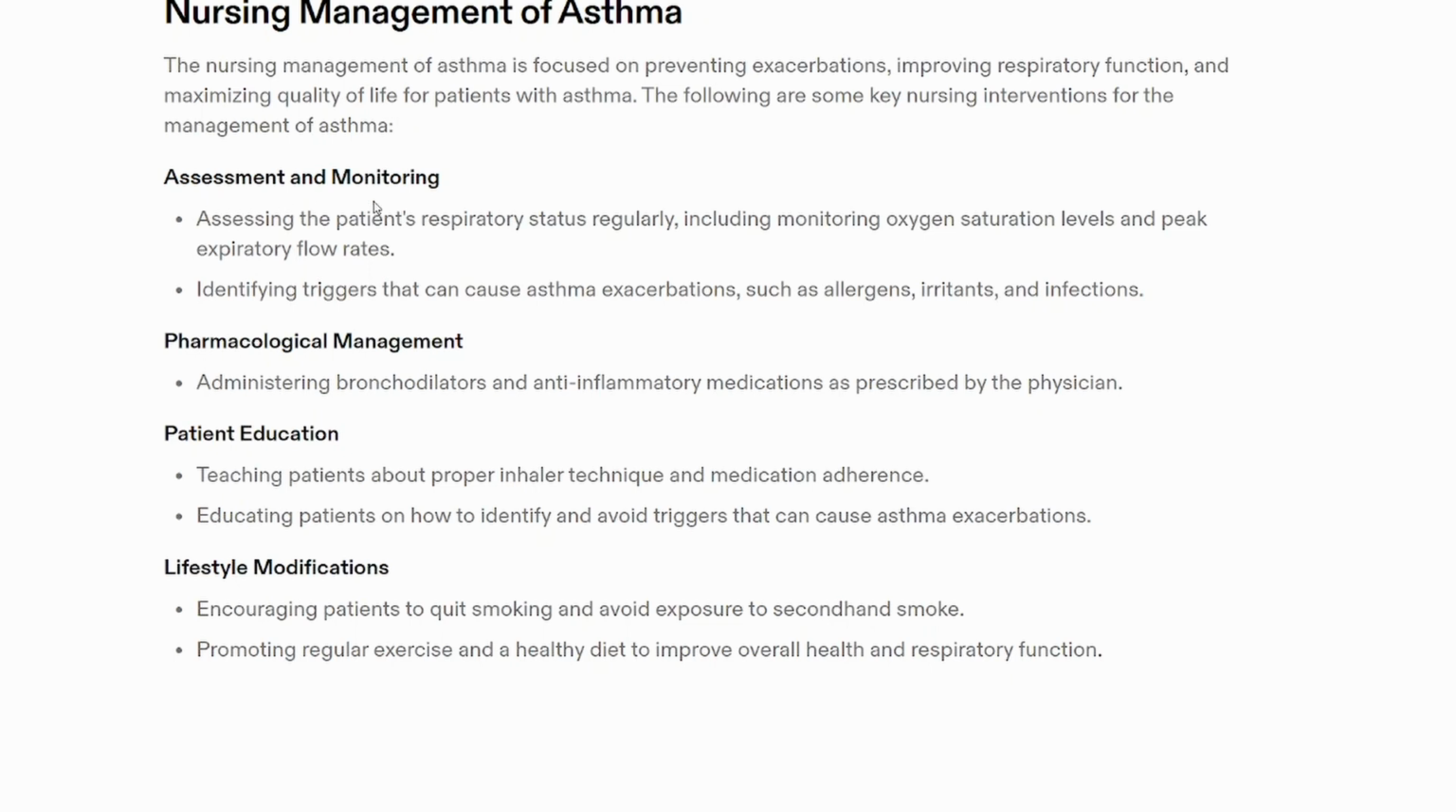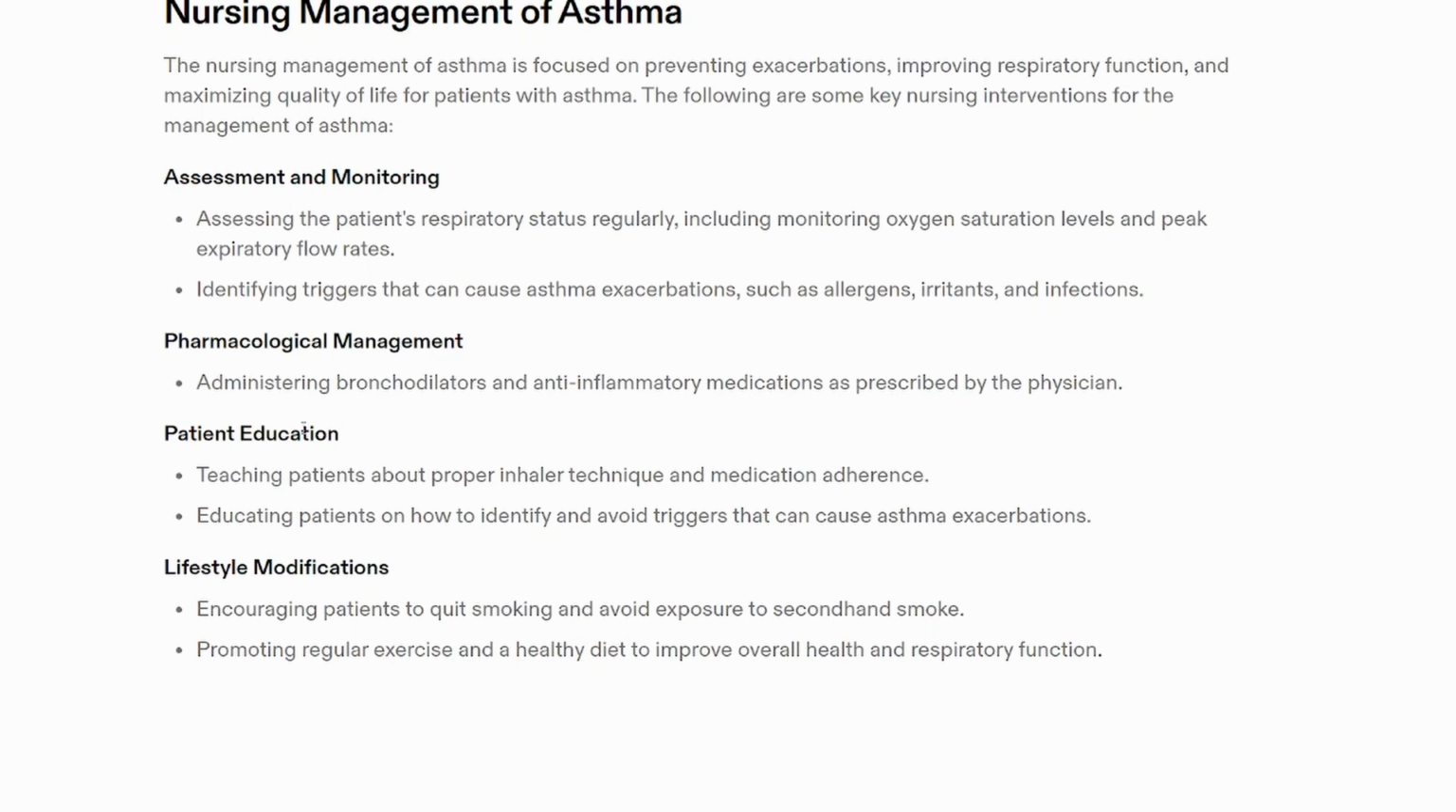The assessment and monitoring involves assessing the respiratory status regularly. We need to continuously monitor the oxygen saturation level and any changes in the breathing pattern. We also need to identify the triggering factors of asthma exacerbations, like allergens, irritants, and infections.